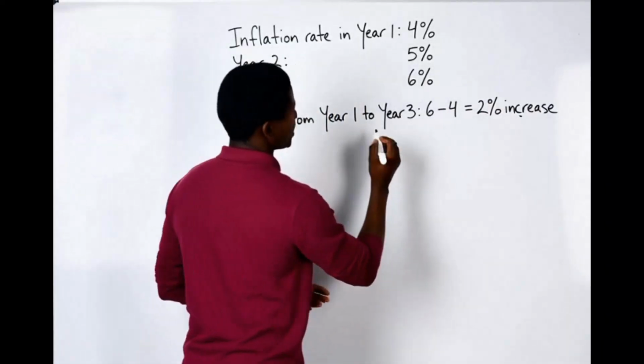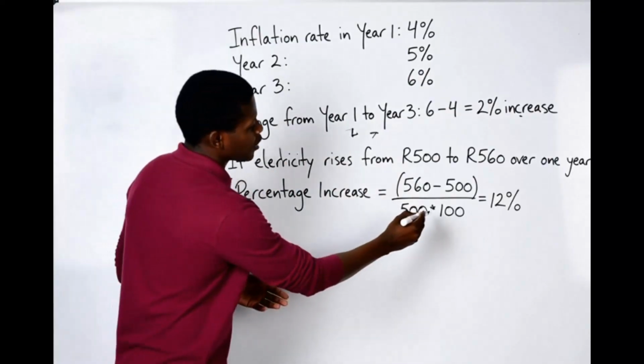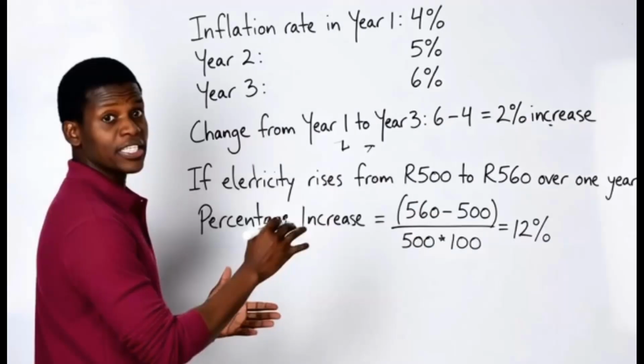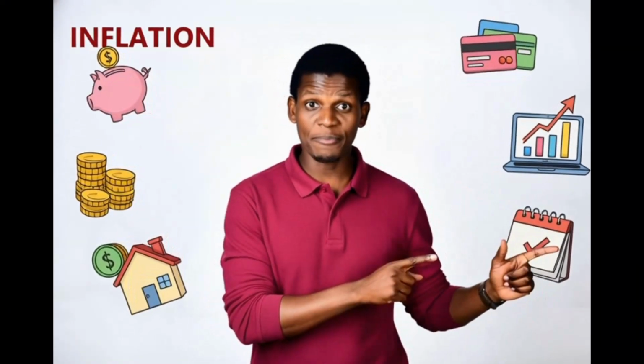For example, if inflation rises from 4% to 6% over 3 years, the rate increases by 2%. If electricity costs 500 Rand and rises to 560 Rand, that is a 12% increase. Learners interpret bar graphs, line graphs, and tables to understand trends, extract data, and make predictions about future prices. Now, let's interpret graphs related to inflation and buying power.